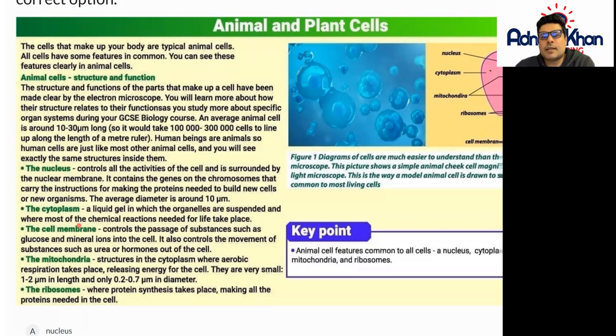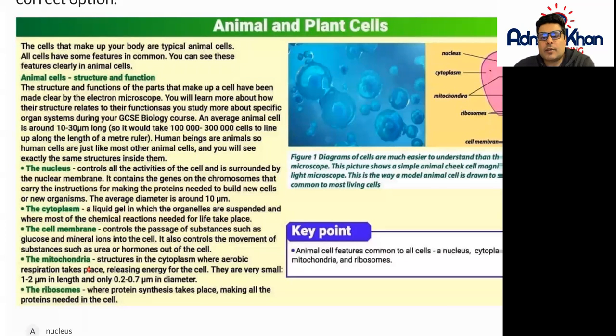The cytoplasm is a liquid gel in which the organelles are suspended and where most of the chemical reactions needed for life take place. Thirdly, we have what we call a cell membrane. A cell membrane controls the passage of substances such as glucose and mineral ions into the cell. It also controls the movement of substances such as urea or hormones out of the cell.